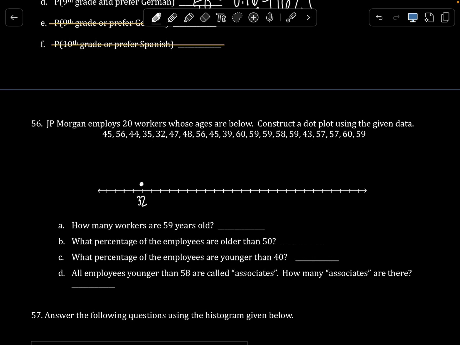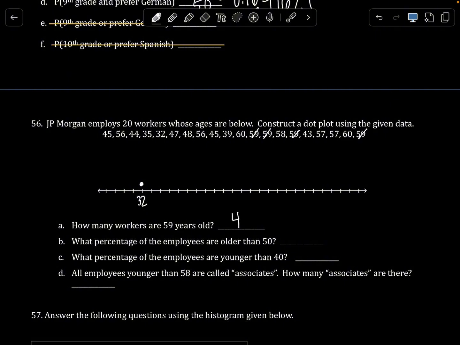How many workers are 59 years old? Count. I only have 1, 2, 3, 4. Let me double check. I only have 4 workers that are 59 years old.